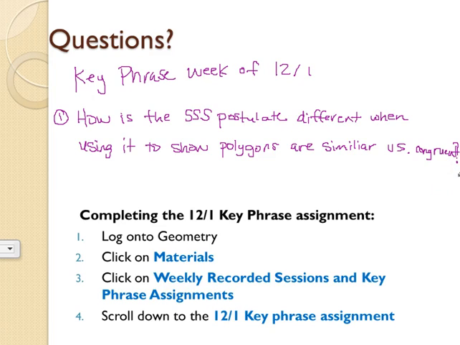So what does that say? It says, how is the side postulate different when using it to show polygons are similar versus congruent? So I showed you this week that we're going to use the side postulate and how we can use it to show that polygons are similar. So how is it different when we use it to show polygons are similar than when we used it back in Unit 2 to show that polygons were congruent? So tell me how it's used differently now.